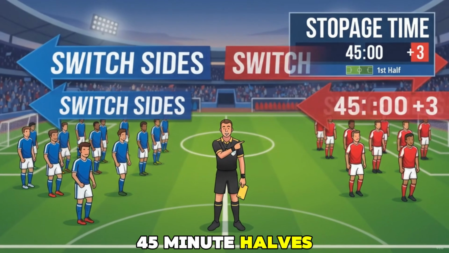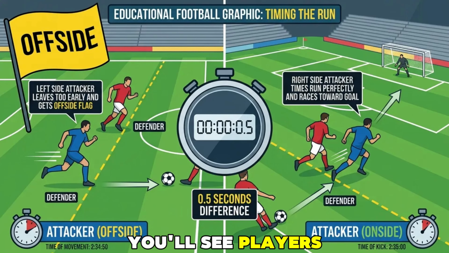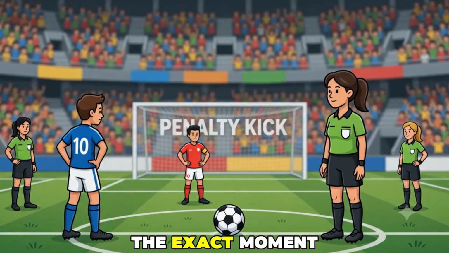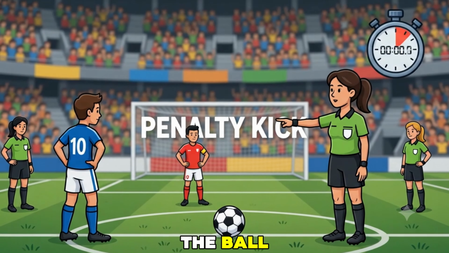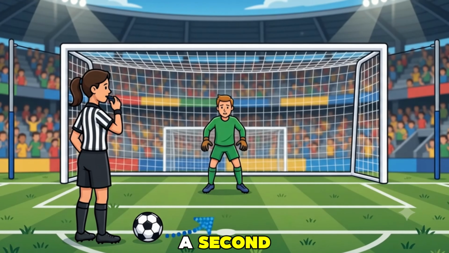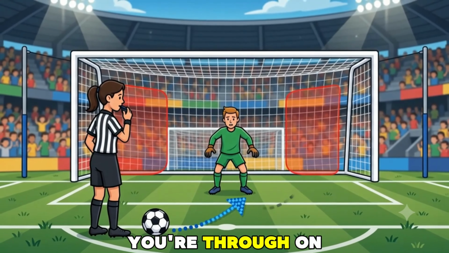Without it, a striker could just park themselves next to the goalkeeper all game and wait for long passes. No defending required. No skill. Just standing and scoring. The offside rule forces attackers to time their runs, which is why you'll see players sprinting at full speed the exact moment a teammate passes the ball. Get the timing wrong by half a second, you're offside. Get it right, you're through on goal.